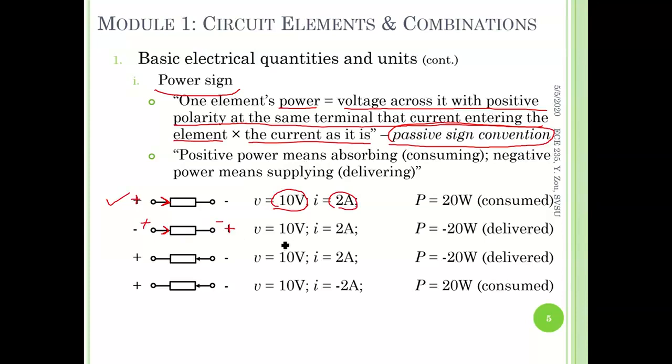what we need to do is make it equivalent, so we have to add a negative sign in front of the given voltage. And in that way, the positive polarity has a current flowing into it. So we can use negative 10 times positive 2 equals negative 20 watt as the result.